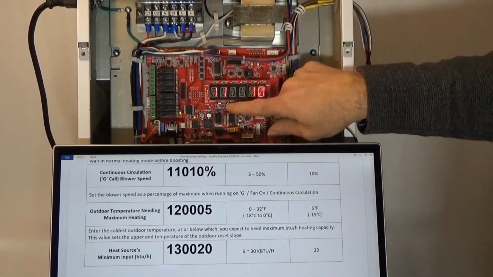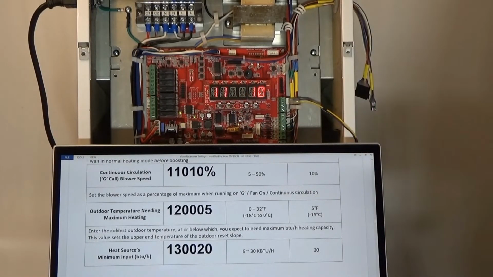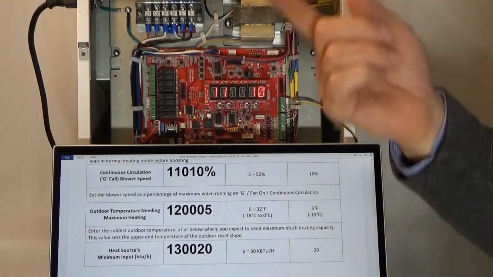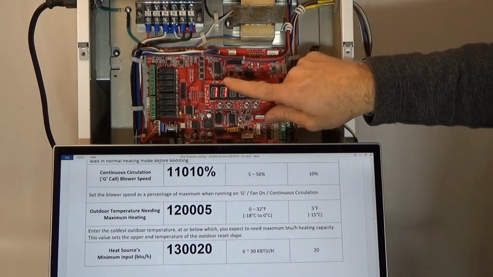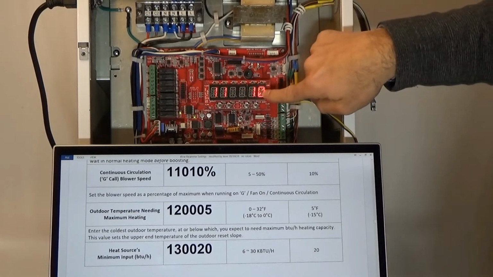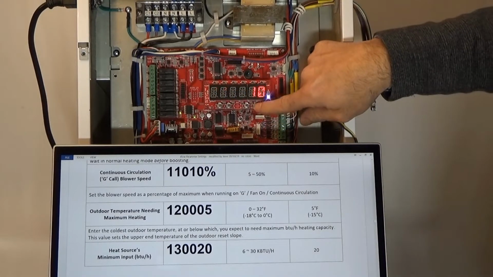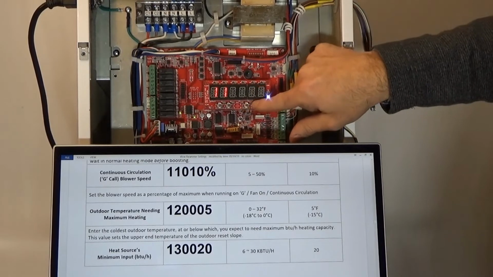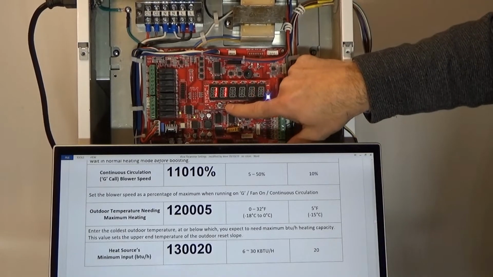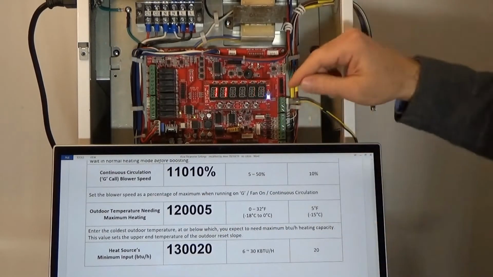Parameter 11 is the blower circulation speed when we have a call for continuous fan. So if you put your fan on and you're running it continuously, we're going to get a call on the G for the fan, and we're going to bring it on at this value, 10%. Now, you can adjust this to whatever you want. You can adjust it lower if you want, or you can adjust it higher, depending on the volume of air that you want to move through the house.